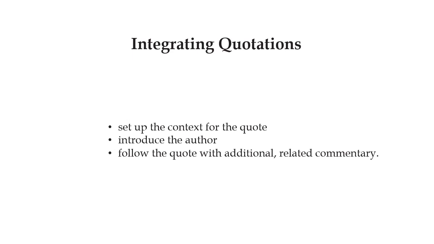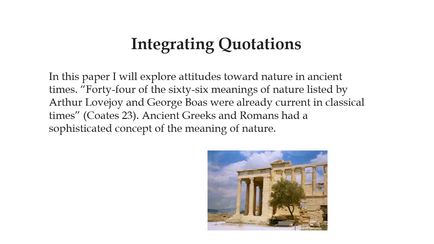So let's look at an example that does not do that. So this is an incorrect example here. "In this paper, I will explore attitudes towards nature in ancient times. 44 of the 66 meanings of nature listed by Arthur Lovejoy and George Boas were already current in classical times. Ancient Greeks and Romans had a sophisticated concept of the meaning of nature." Okay, this has the problem that the first line doesn't say anything about here comes a quotation or here comes some research. It just sort of all of a sudden appears. And then the paper moves on without really pointing back to that or explaining that quotation or talking about its significance.